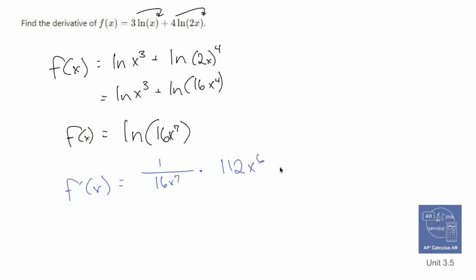Now simplifying this a little bit, 112 x to the sixth over 16 x to the seventh. I already know that that's going to be 7 because I just did it. And that's going to be over x because of the way that these simplify. Well, that was interesting. That was a lot of fun.